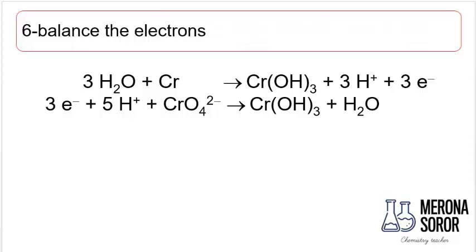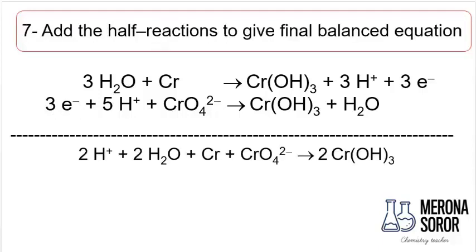Step 6, balance the charge. In the first equation, chromium loses 3 electrons, so we put 3 electrons in the product. In the second equation, chromium accepts 3 electrons, so we put 3 electrons with the reactants. Step 7, add the half reactions to get the final balanced equation. After adding the first equation to the next equation, we find this net equation.